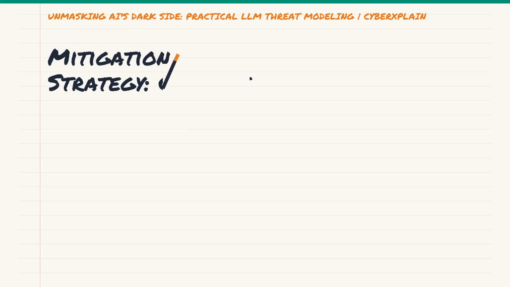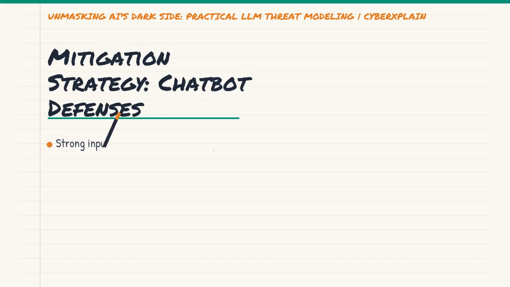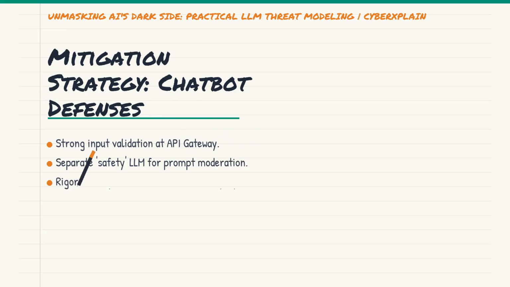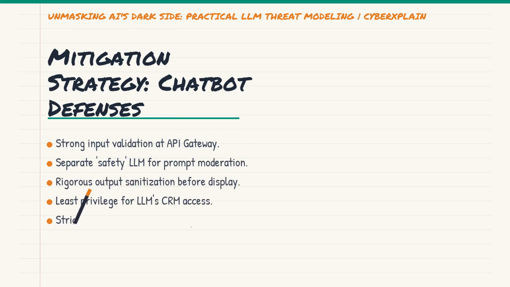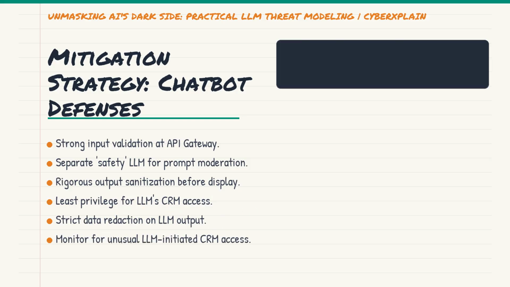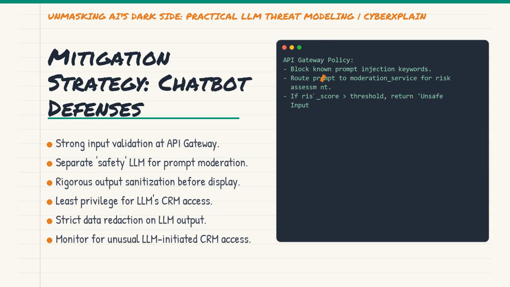Building on our chatbot example, how do we defend it? For prompt injection, we'd implement strong input validation at the API gateway and, crucially, use a separate, smaller safety LLM to check user prompts for malicious intent before they hit the main LLM. Output sanitization is key, ensuring any generated responses are stripped of harmful code before display.